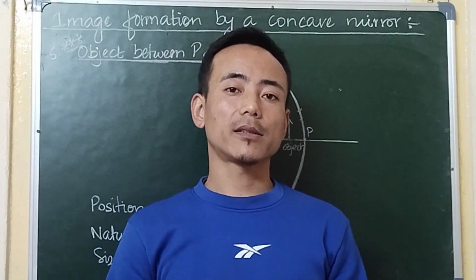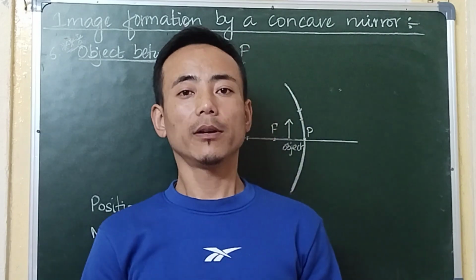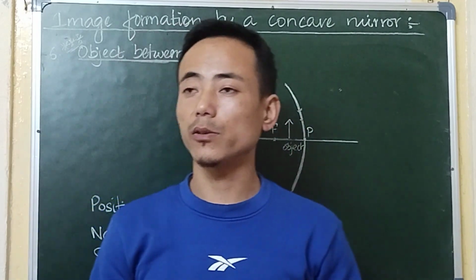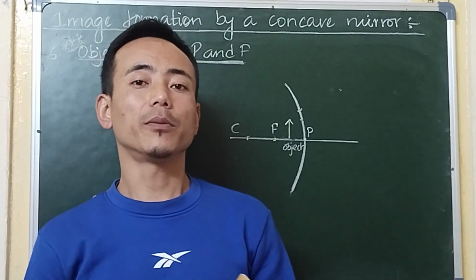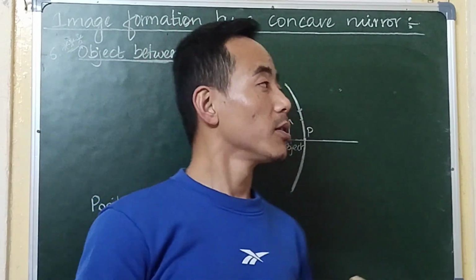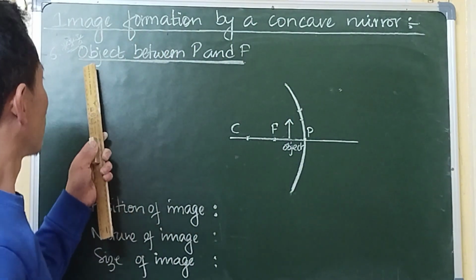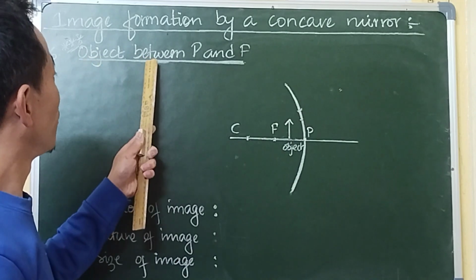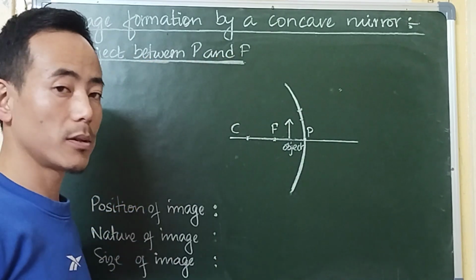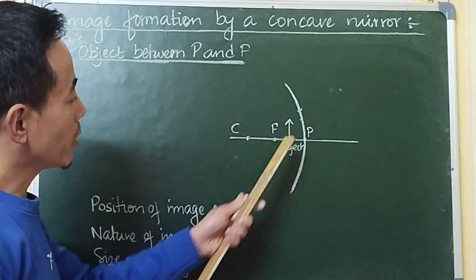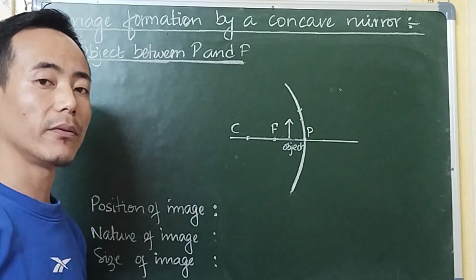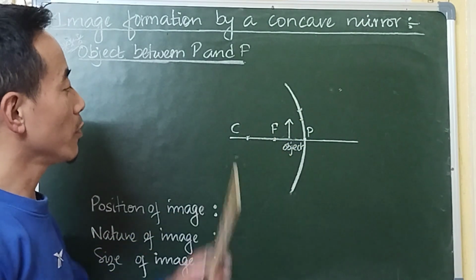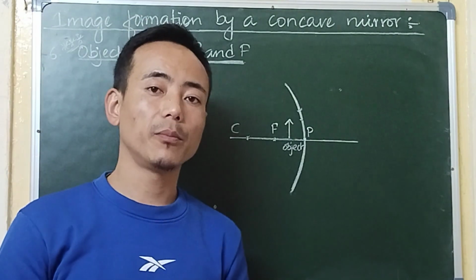So this is the last case for image formation by a concave mirror, and this one is interesting and also important because this is the only case where a concave mirror forms a virtual image. Okay, so the last topic that we have is object between pole and the focus. So here you can see we have kept an object which is between the pole and the focus of a concave mirror. Now in order to form the image, again we will follow the same method.